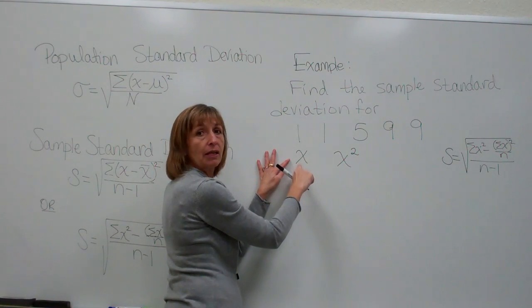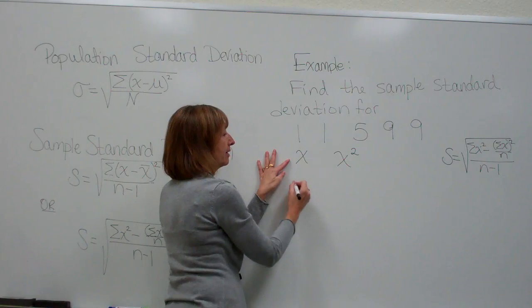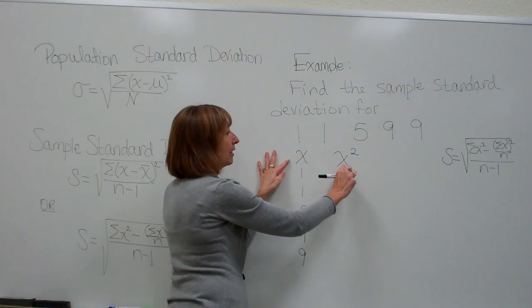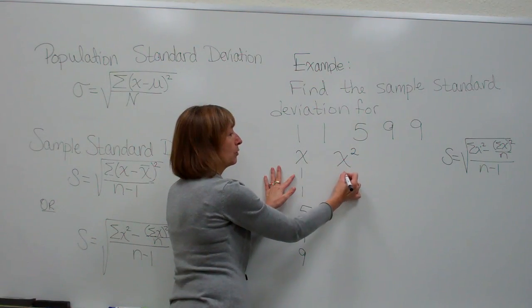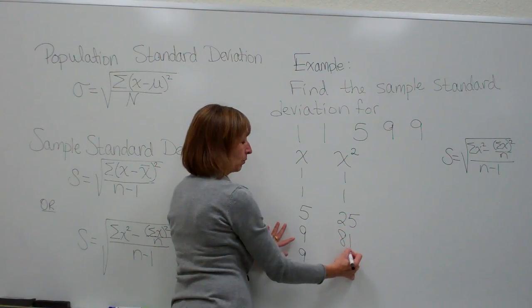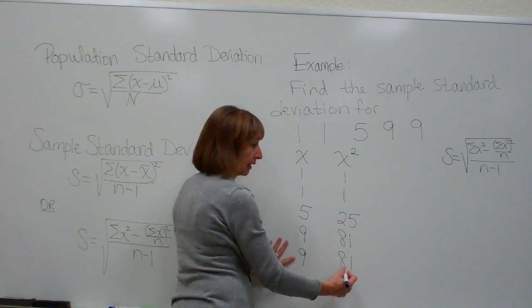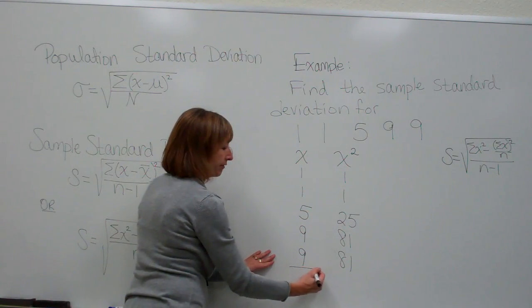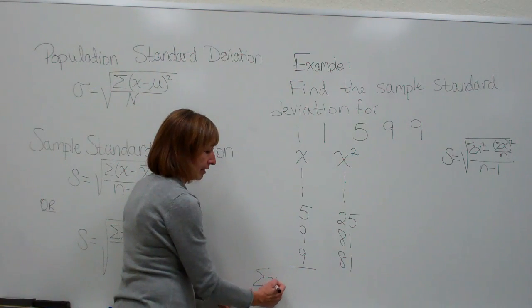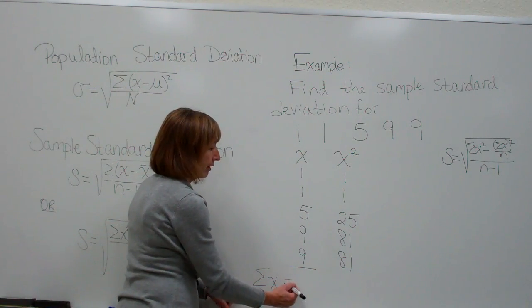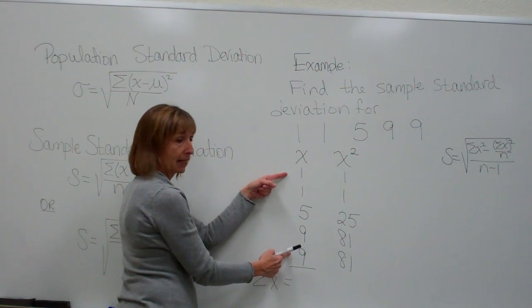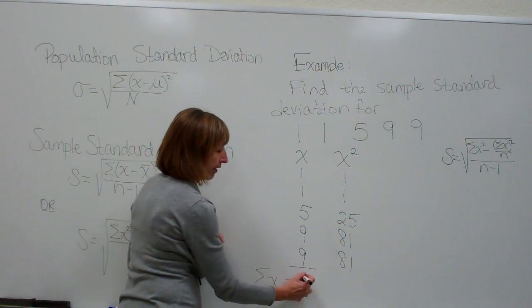So the individual numbers that our data set has are 1, 1, 5, 9, 9. Now I'm going to square each of those numbers. 1 squared is 1, 1 squared is 1, 5 squared is 25, 9 squared is 81, and 9 squared is 81. Now if I add up all of the individual numbers, that's symbolized by the summation of the individual data values from your sample. So I have 1 plus 1 plus 5 plus 9 plus 9: that's 10, plus 10 is 20, plus 5 is 25.